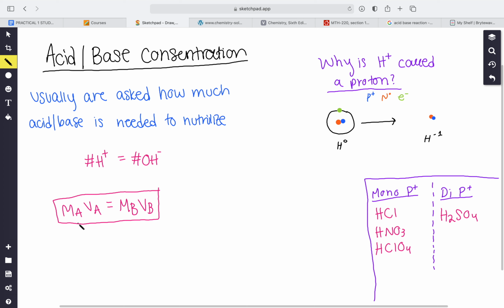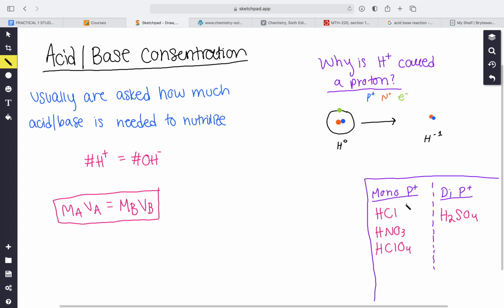In order to get that goal, we use that same concentration equation, but this time we're setting acids equal to bases, right? So we do the molarity of an acid times the volume of that acid equals the molarity of the base times the volume of the base. That's basically what we're going to be using. Now we're going to look into monoprotic and diprotic things.